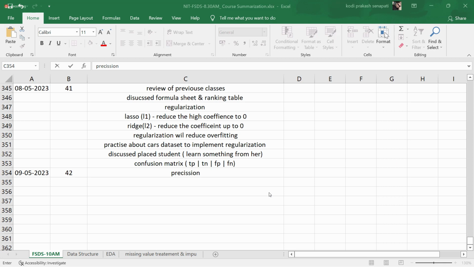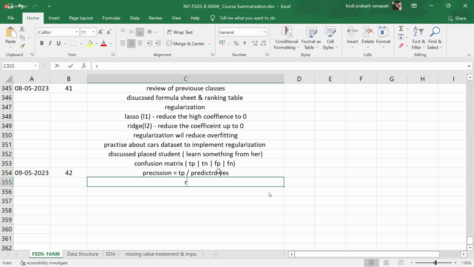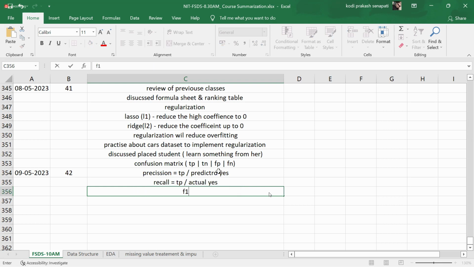Clear? Okay. Now, today we start with precision and recall. In precision, what we discuss is TP divided by predicted yes. Recall equals TP divided by actual yes. F1 score, what is F1 score? Now, where do we get all those things? Tomorrow you get to know.